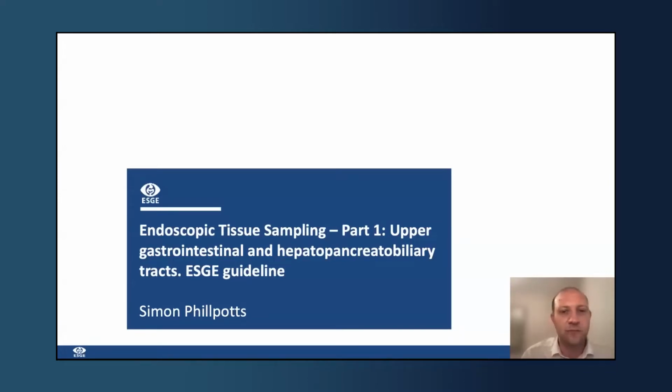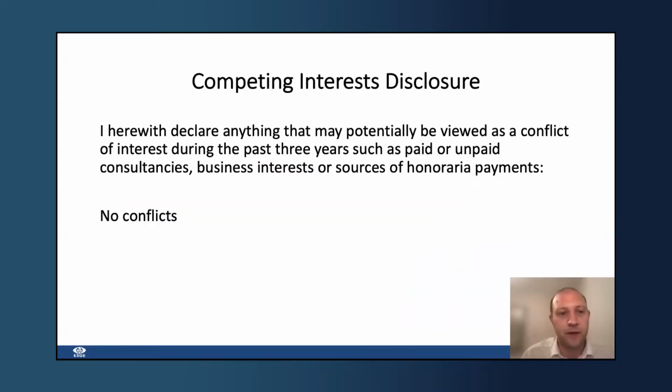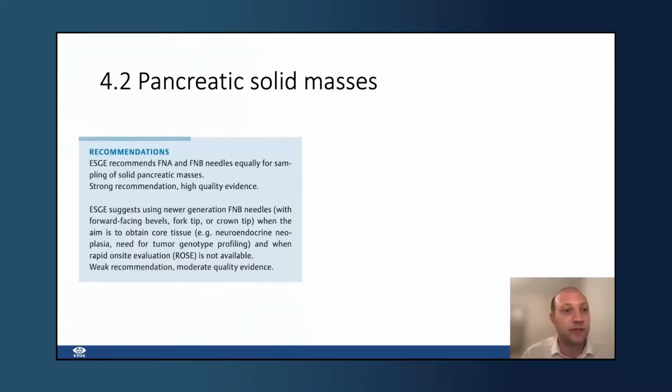This short presentation will take you through the relevant recommendations on biliary stricture sampling in this 2021 ESG guideline on endoscopic tissue sampling. I have no conflicts to disclose. So if we start with pancreatic solid masses, ESG recommend FNA and FNB needles equally for sampling solid pancreatic masses.